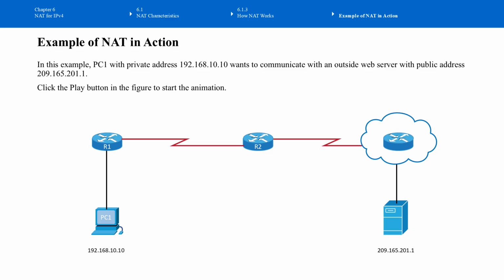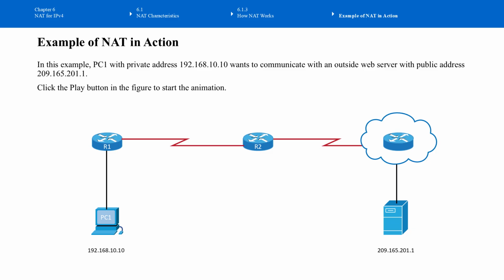Step 5. The NAT translates the address back. The border router checks the NAT translation table. It finds the matching entry and translates the destination address back to 192.168.10.10. The router then forwards the packets to PC1. PC1 receives the response, and the communication is complete.